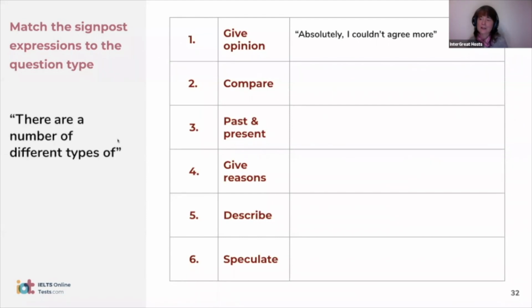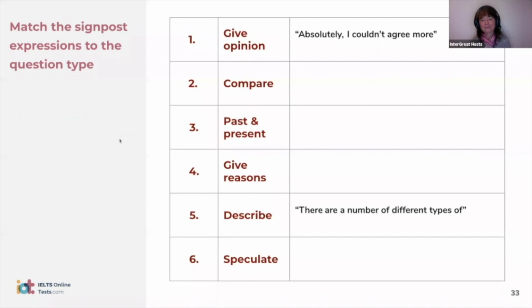What if we say, "There are a number of different types of something"? Okay, good. That's number 5. You are describing, for example, "There are a number of different types of traditional dishes in my country." And then you go on to describe each dish.